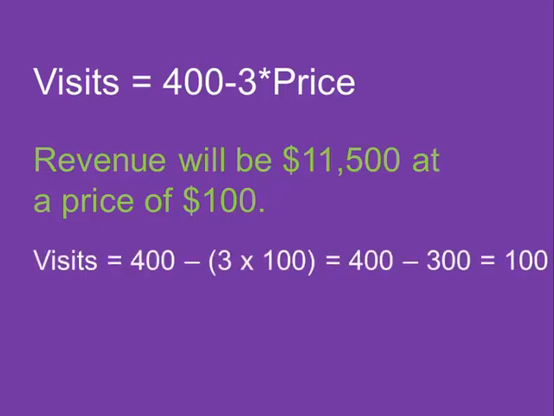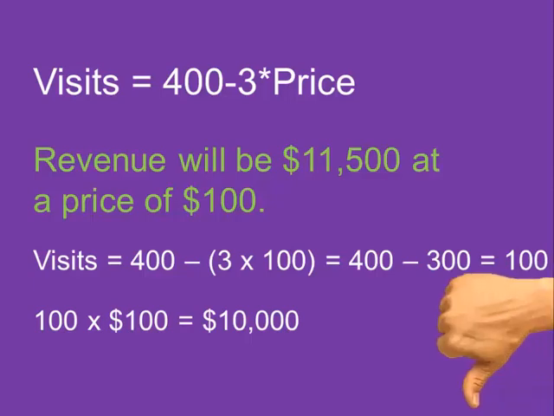All right, so we plug our information into the formula. Visits would equal 400 minus 3 times 100, so we know that the price was given at 100. What we want to find out are the visits. We work through the formula, so we end up getting 400 minus 300 equals 100. Just by coincidence, it equals 100 visits. So if you think about it, 100 visits times $100 each equals $10,000. Not true. So that one is not true. The revenue would not be $11,500. It would only be $10,000.